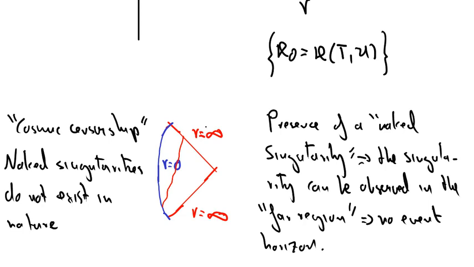So this concludes our discussion of the Penrose diagrams and global causal structure of the Reissner-Nordström solution. Thank you for your attention.